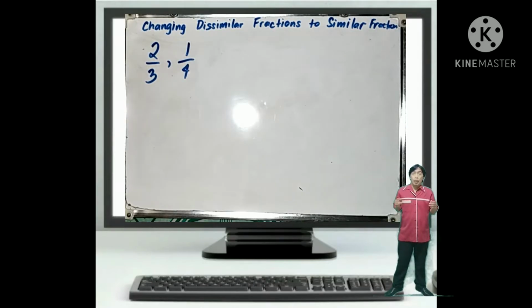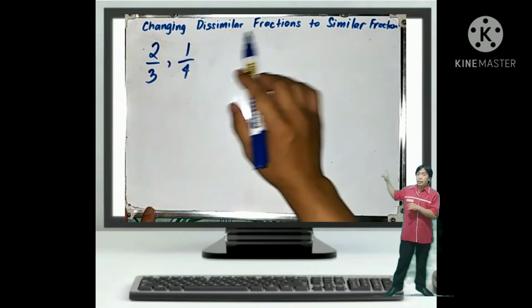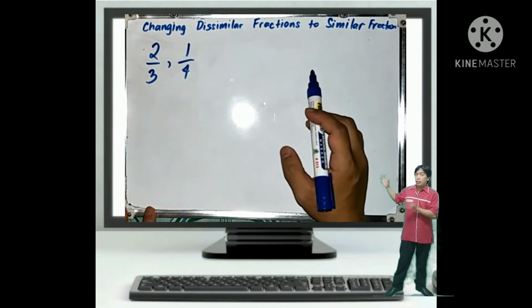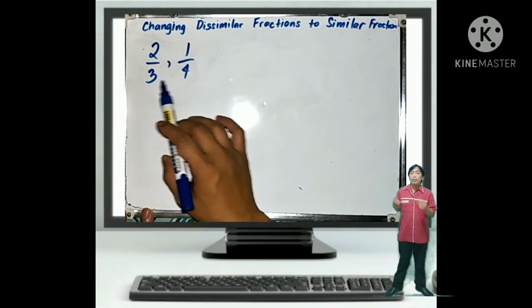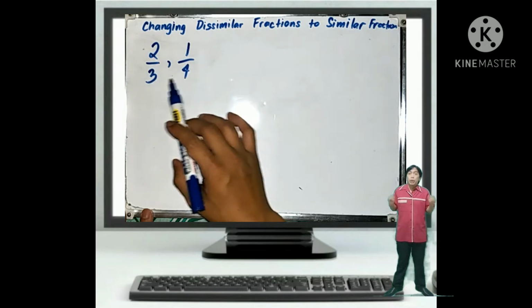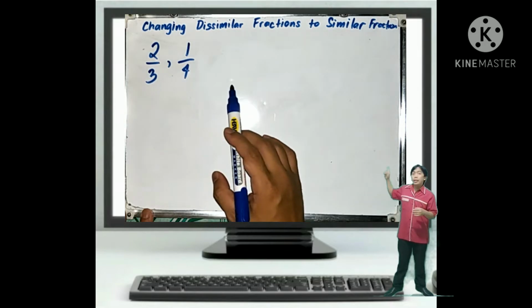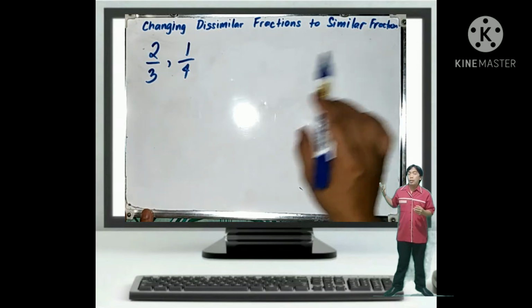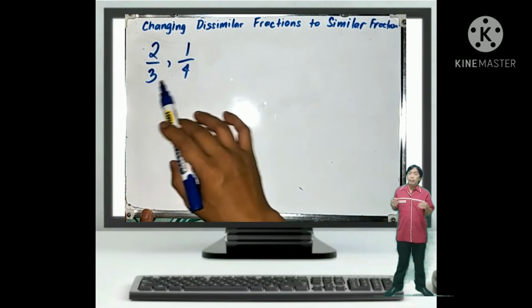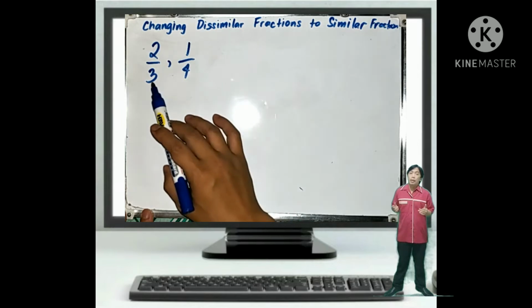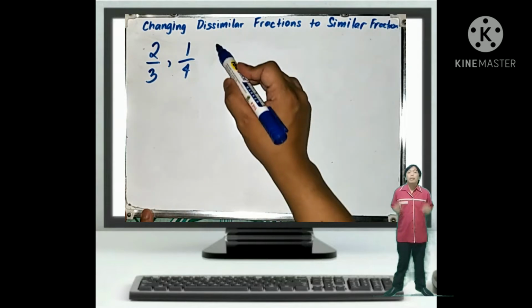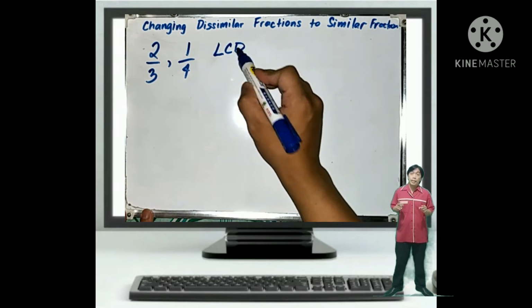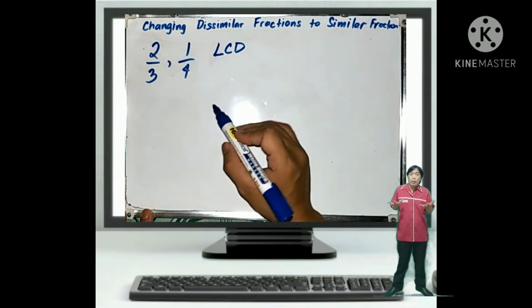Okay, our topic for today is changing dissimilar fractions to similar fractions. Now, these are dissimilar fractions since the denominators are different. We will change them into similar fractions. When we say similar fractions, the denominators are the same. Now, how to make the denominators the same? So we will get the LCD, the least common denominator.